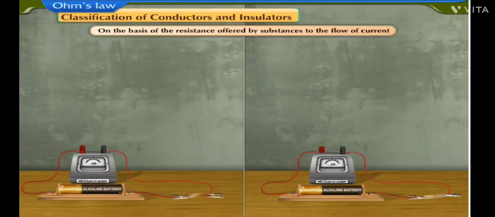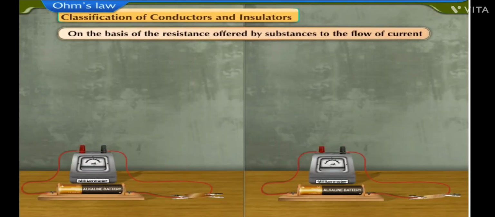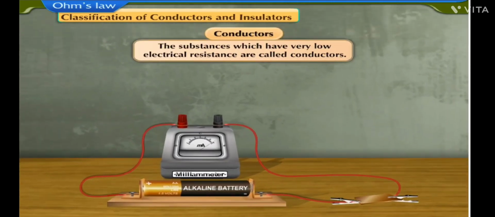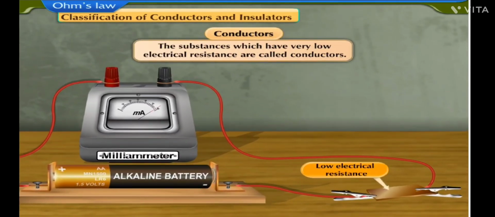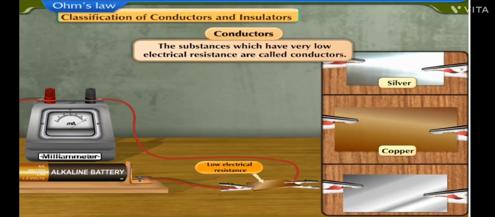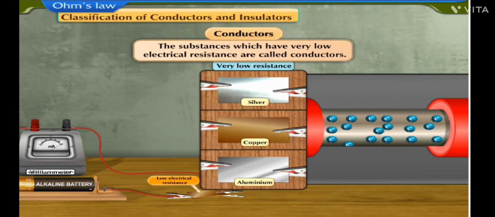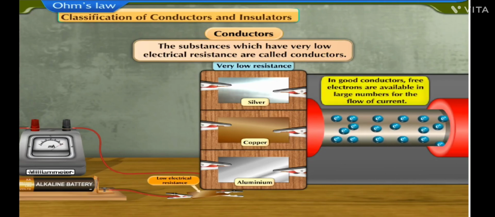Classification of conductors and insulators. On the basis of the resistance offered by substances to the flow of the current, they are classified into conductors and insulators. The substances which have very low electrical resistance are called conductors. Metals like silver, copper, aluminium have very low resistance and hence are good conductors. In good conductors, free electrons are available in large numbers for the flow of the current.